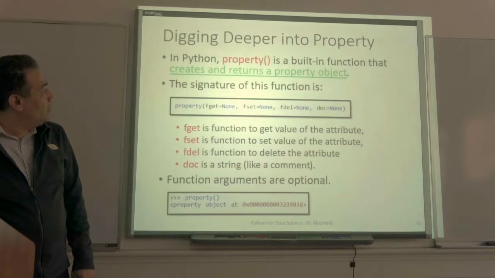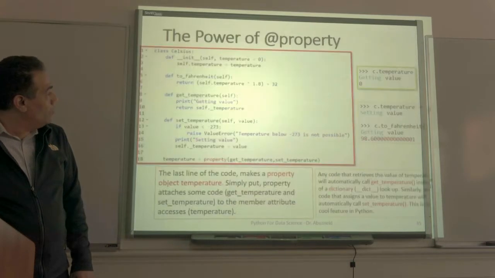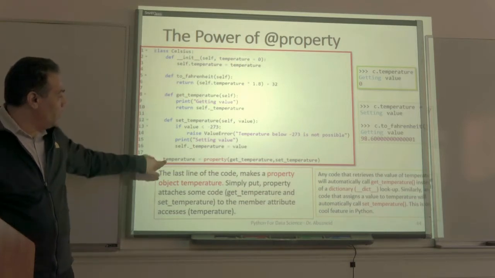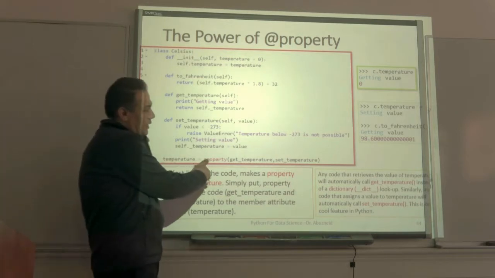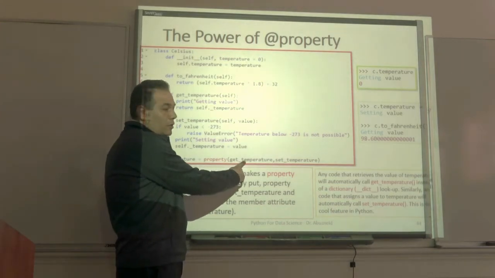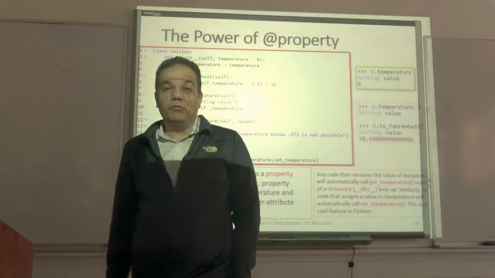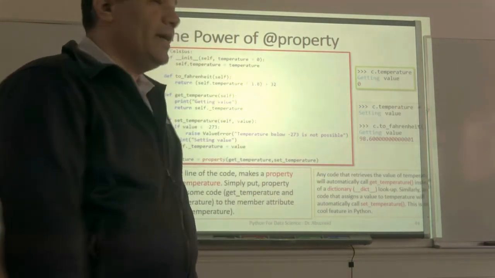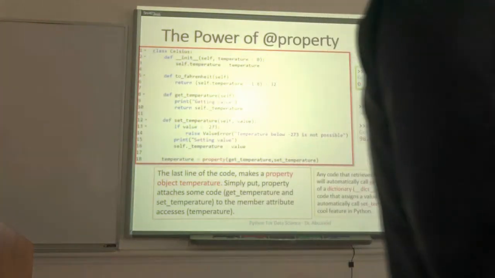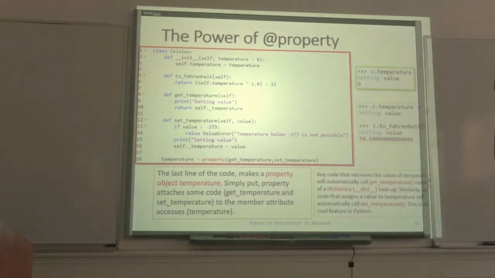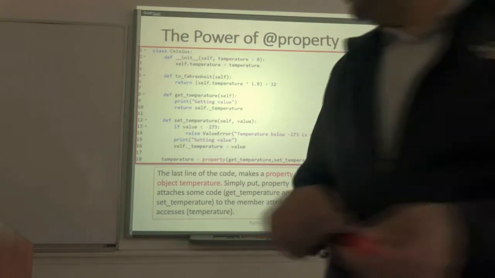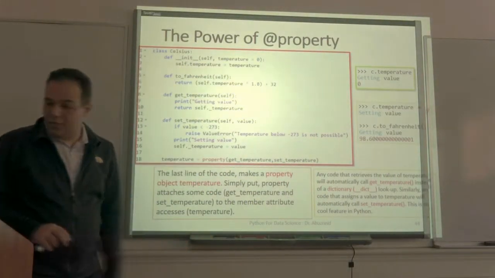Okay. So here we created a property called temperature. The property has two elements. What are the two elements? The getter and the setter. Remember, the property usually has how many elements? Four. What are they? Getter, setter, deleter, and doc.